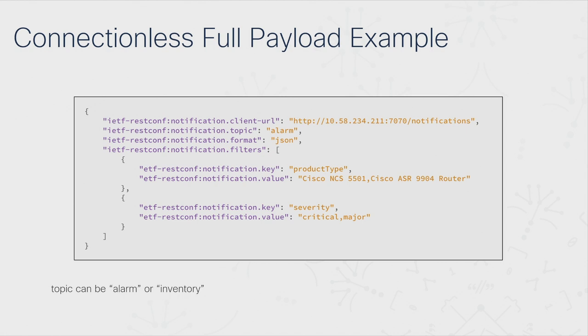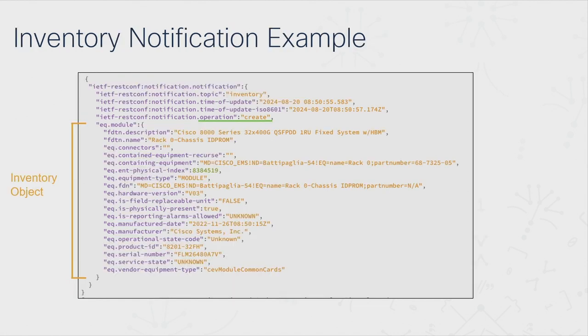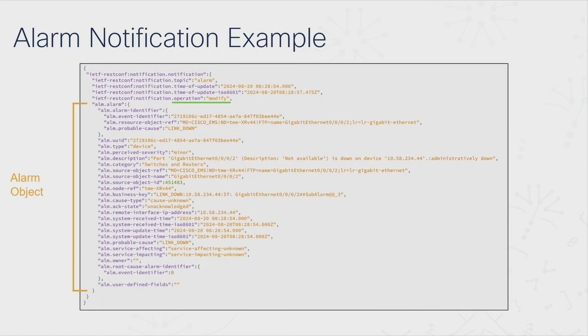Here we have a couple of notification examples. We have to mention here, as you can see, the topic is inventory and the operation is create. That means that this specific object has just been inserted on a device, and all attributes are more or less the same as you would get from the query API. This is an example of an alarm notification. In this case, the topic is alarm and the operation is modified. That means this alarm was already present in the system and it got updated by this event.